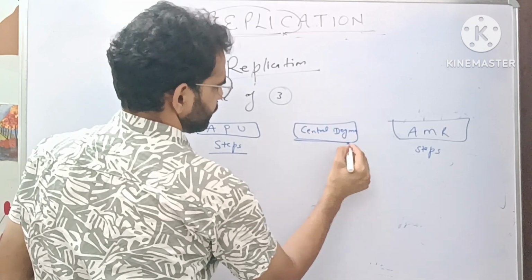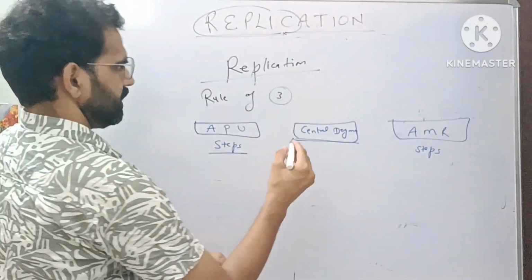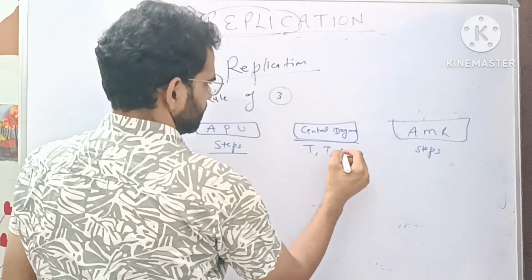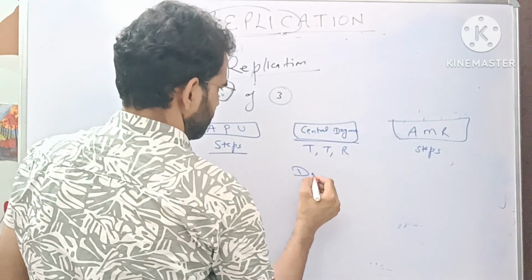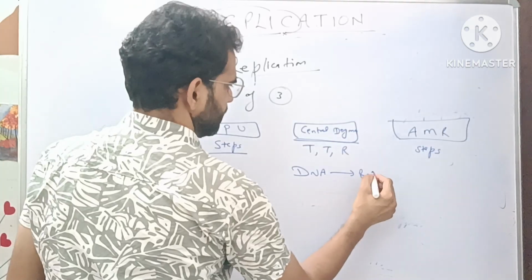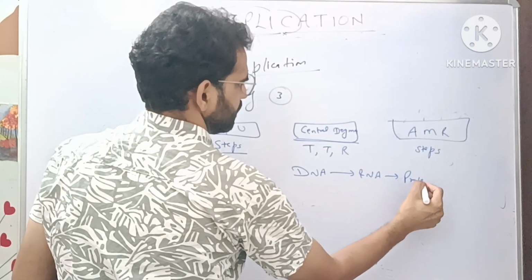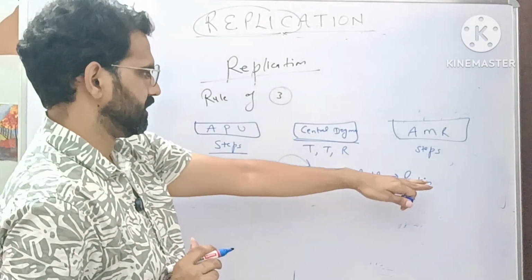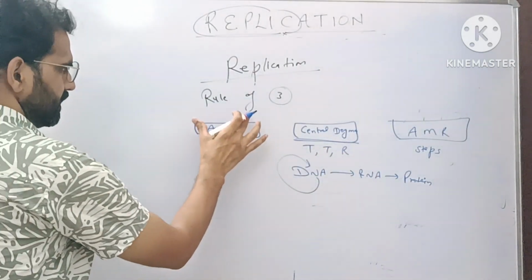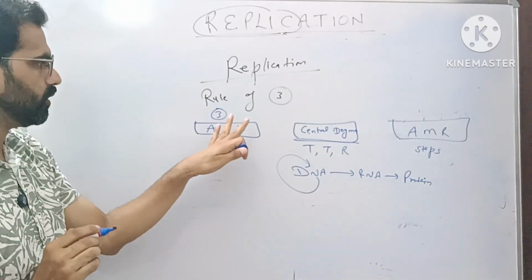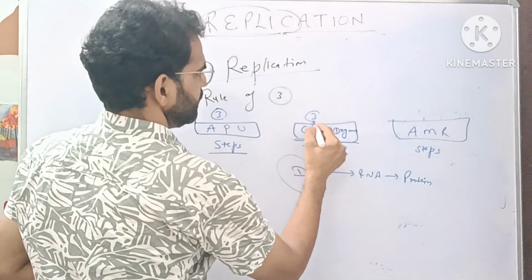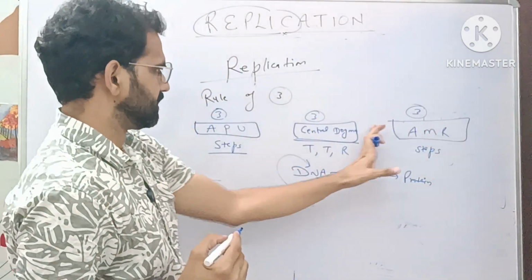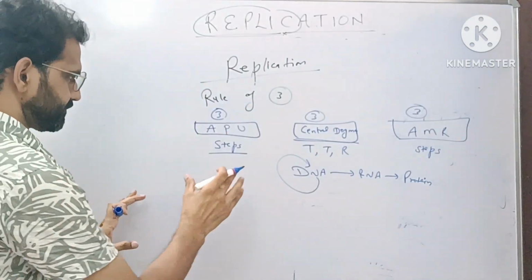We have central dogma of the biology. And in central dogma there are 3 steps again: transcription, translation and replication. So central dogma is nothing but DNA to RNA to protein, where this is replication, transcription and translation. So this is known as the rule of 3. 3 steps here, 3 in the center and 3 at the end. So total 9 steps in replication.